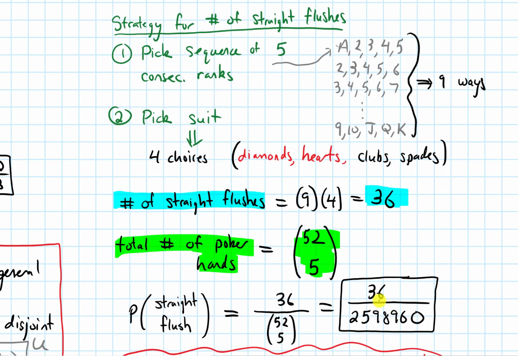If we did plug this into a calculator to work out what it is as a decimal, and if we converted that decimal to a percentage, this ends up being about 0.0014%. So a really small chance that when we're dealt 5 cards, it ends up being a straight flush.